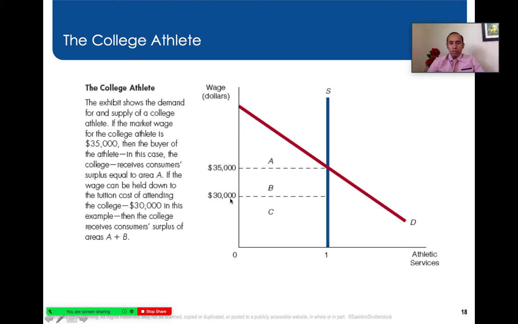So you can say that having them pay full tuition is enough. And room and board, meals, preps, trainers, facilities, amenities, gear, etc. That's all within that 30,000. But the university gets a higher consumer benefit, areas A and B. This triangle, if they pay 35,000, is the consumer benefit for the university. It is this triangle plus this rectangle if they only pay 30,000.